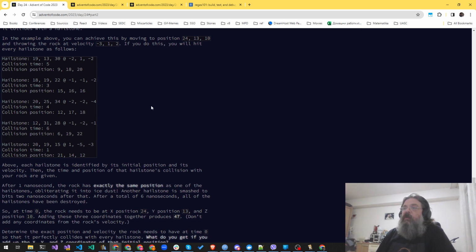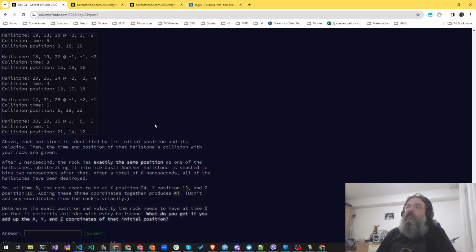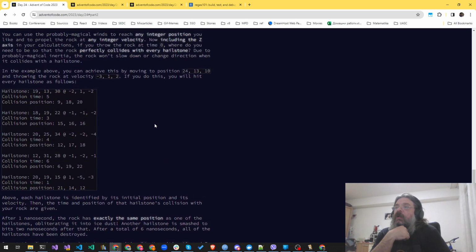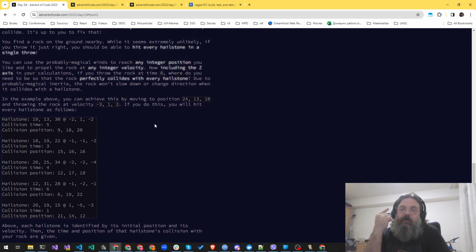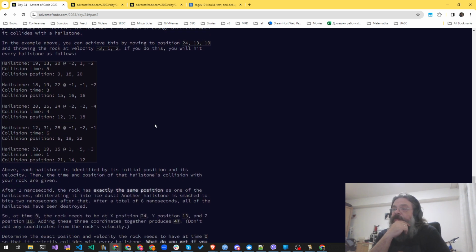Are these the same hailstones? Yes, they are. Initial position and its velocity. Oh. So we need to find 6 parameters. The position of the rock and the velocity of the rock, which are both vectors of 3 components, so those are 6 numbers. Great. And it can be basically any random 6 numbers.